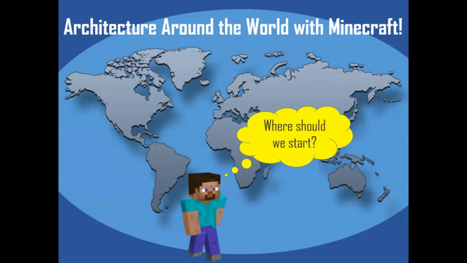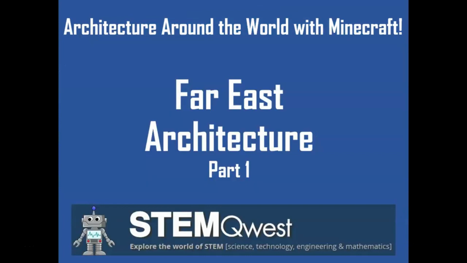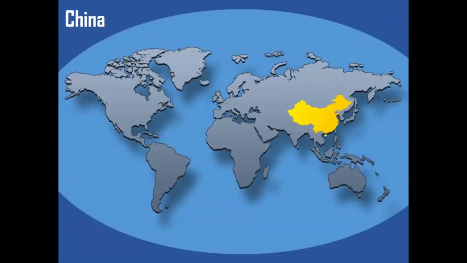Now we could start pretty much anywhere on the map. We could start on the far left in North America, but we are actually going to be starting more towards the far right of this map as we look at the architecture of the Far East. So for today, for our Far East Architecture Part 1 lesson, we are going to begin with one of the world's longest living civilizations that has had a great cultural impact on the architecture of many nations, and that is the architecture of China.